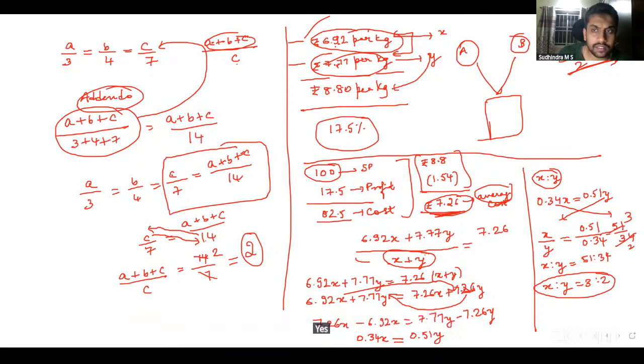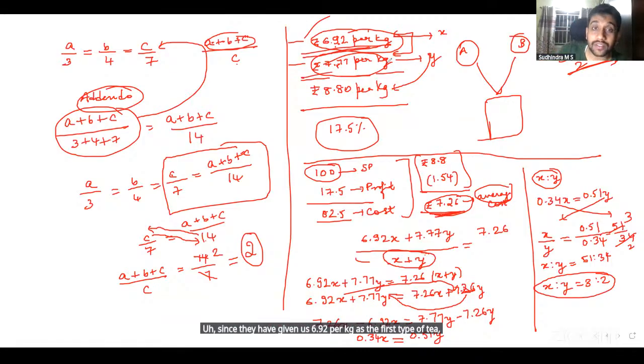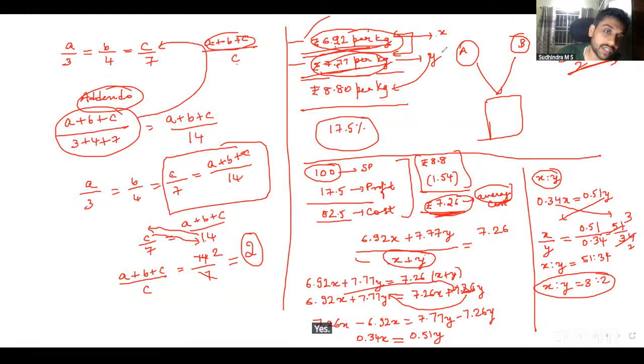Anyone still writing? Excuse me, sir. Tell me. Sir, why can't it be 0.51 is to 0.34? Sorry, 100% correct, it is 0.34 is to 0.51. Since they have given us 6.92 per kg as the first type of tea and 7.77 as the second type of tea, in examination they expect us to give x is to y in this order. Sir, how could we differentiate between that? I got 2 is to 3.